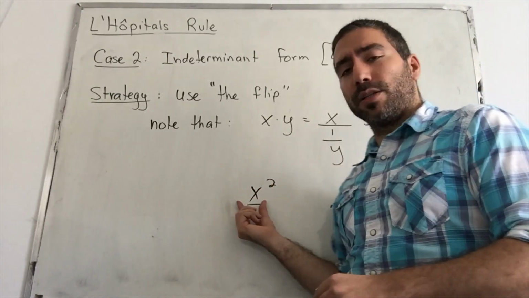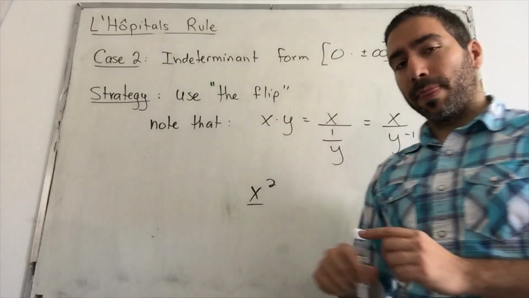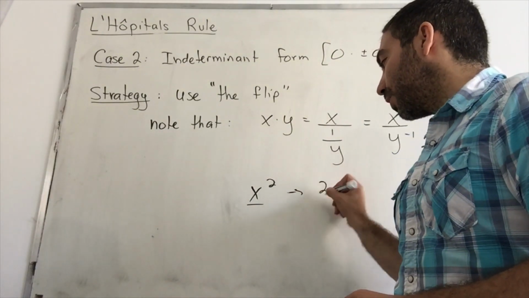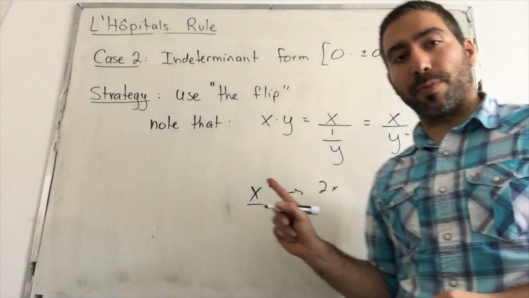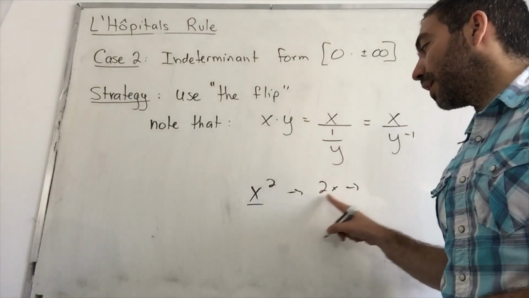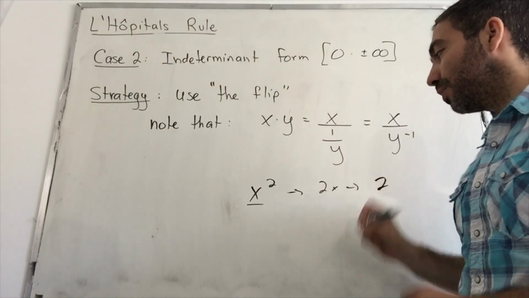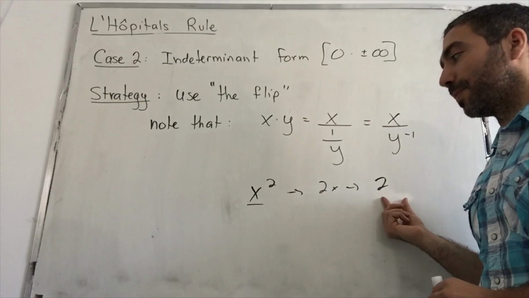The trick is if you're taking the derivative of x squared and you leave it on the top, the derivative would be 2x. Notice that the exponent is getting smaller, so it's slowly going away. And now if you take the derivative again, it's going to be just 2. So the x squared eventually disappears.